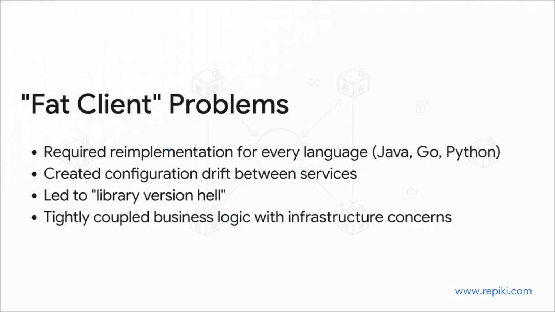This approach just created a total nightmare downstream. Imagine you've got teams using Java, Go, and Python. You had to write and then maintain all this super complex networking code for each language. It led to this constant drift in configurations, a library version hell, and worst of all, it tangled up your actual business logic with infrastructure stuff. It just wasn't going to scale.